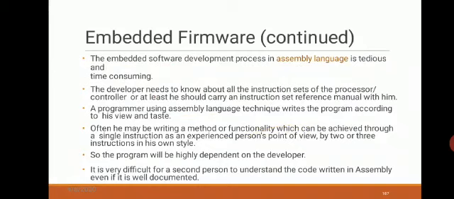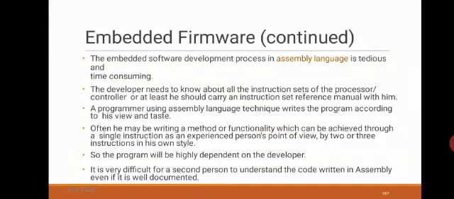Even for a single instruction, suppose we have a for loop here. If we implement the same for loop in assembly level language, it will become very huge. So it is time consuming and tedious. The developer needs to know about all the instruction sets of the processor or the controller, or at least he should carry an instruction set reference manual with him.